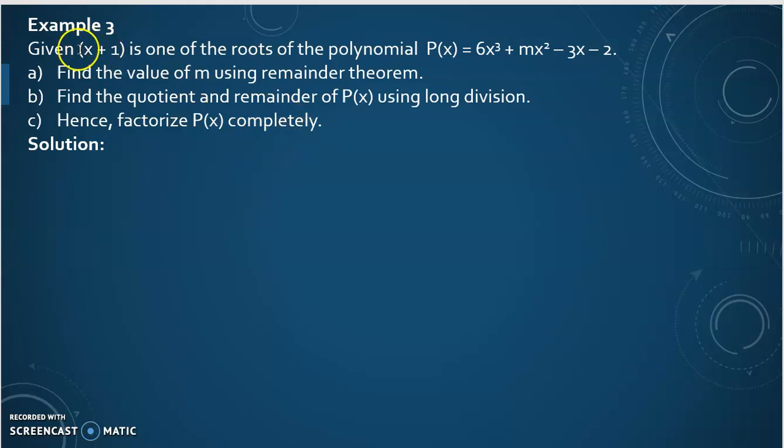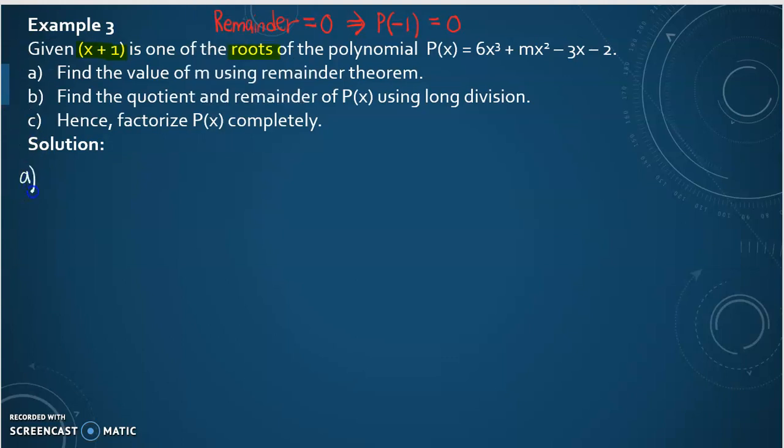So since x plus 1 is one of the roots of the polynomial p(x), as we learned before, if x plus 1 is a root, the remainder is supposed to be equal to 0. Which means that if I substitute x equals negative 1 into this function, p(-1), the output will be equal to 0. Why? Because x plus 1 is one of the roots. So now we look at the solution.